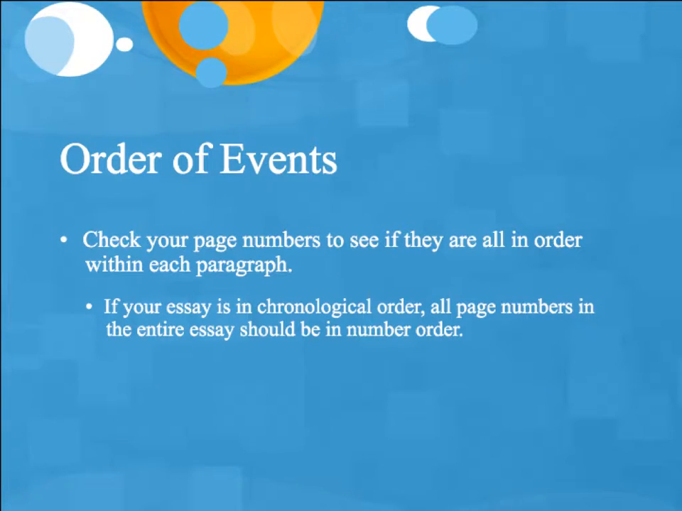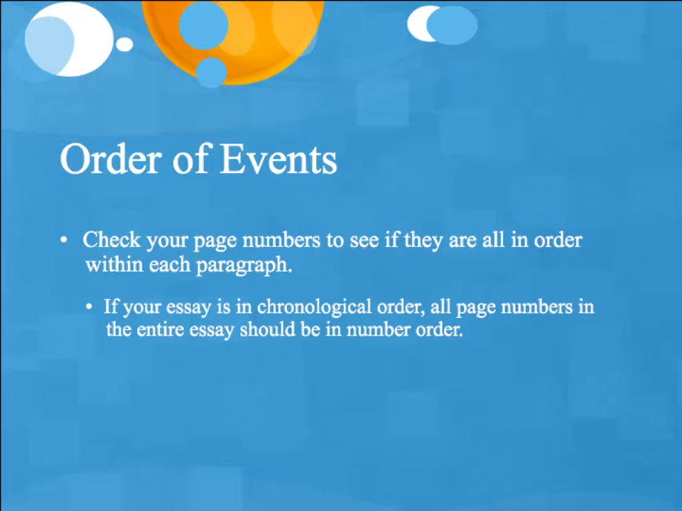Okay. You want to go through, do another read-through, checking for order of events. You don't have to read the entire thing this way, but check for order of events. Look in each paragraph. Look at your page citations and the page numbers. Within each paragraph, you want your page numbers to be in order because you're moving from event to event, and you don't want to say, oh, wait, but before this, and oh, wait, but after that.